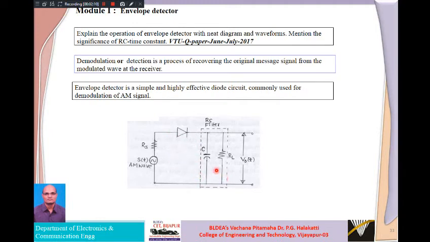The figure shows a simple circuit diagram for the envelope detector containing one diode, which is acting like an ideal diode, a switching element, and one filter made up of a capacitance and a resistance connected parallel to each other, an RC filter. Across it we are getting the output V naught of T.